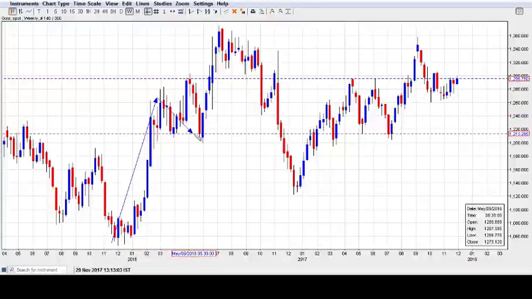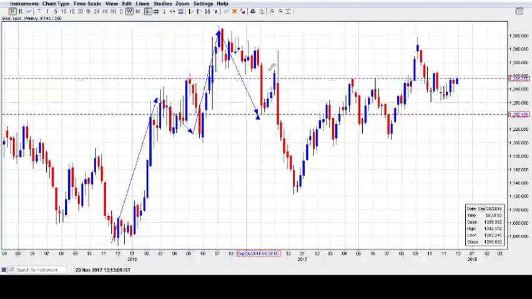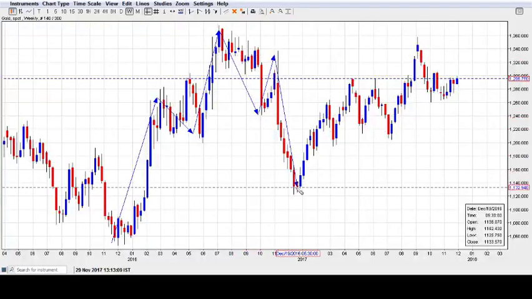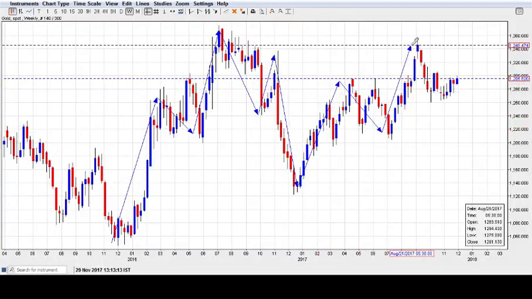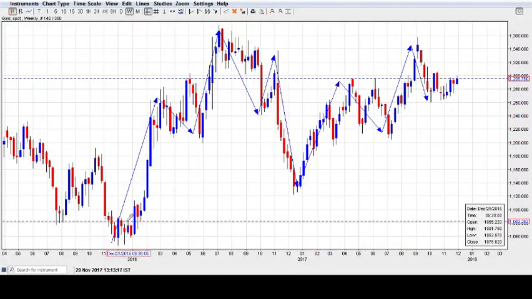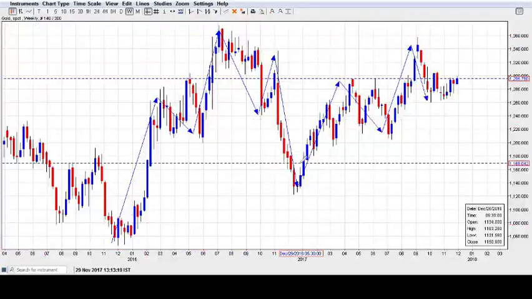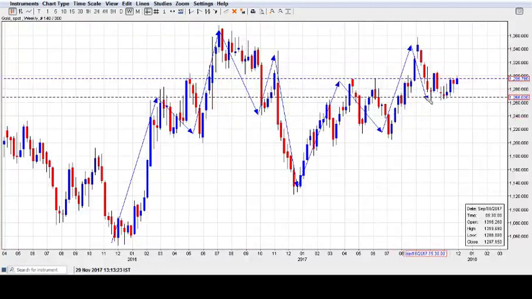3 waves, A, B, C, and then A, B, C, and then A, B, C. So that's the first leg, second leg down, third leg up. Are we expecting a fourth leg down?